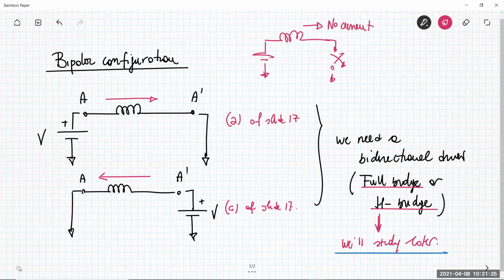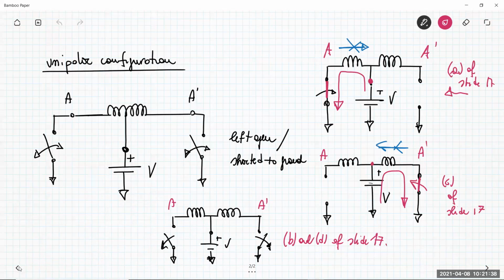Okay, and this is the case in which you do not energize the phase, in this case the phase A. So this happens also in the bipolar configuration. So let's just use from now on this unipolar configuration.